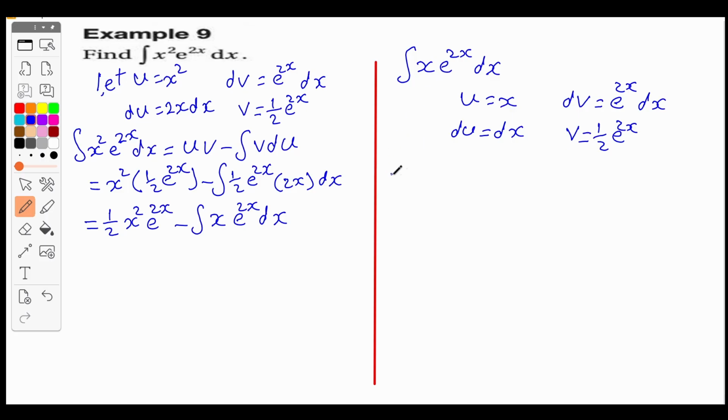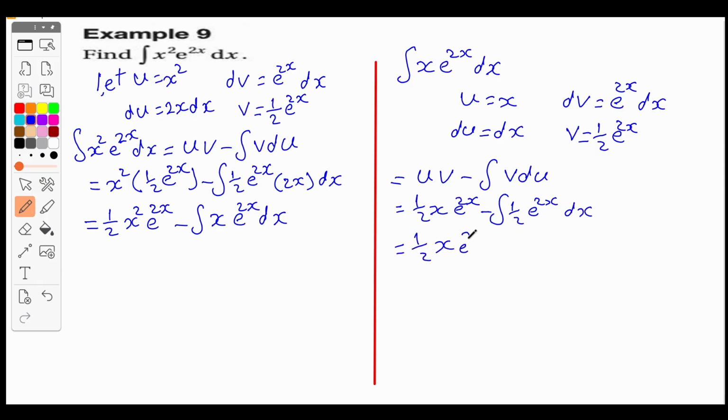Now the integral of this is equal to what? uv minus the integral of v du. Now let's plug in. uv means this by this, means half x e to the 2x minus the integral of v du. V is half e to the 2x, then du, which is dx. So this is the first part, half x e to the 2x.